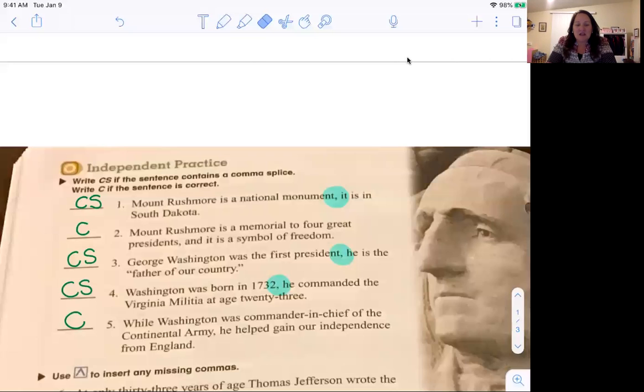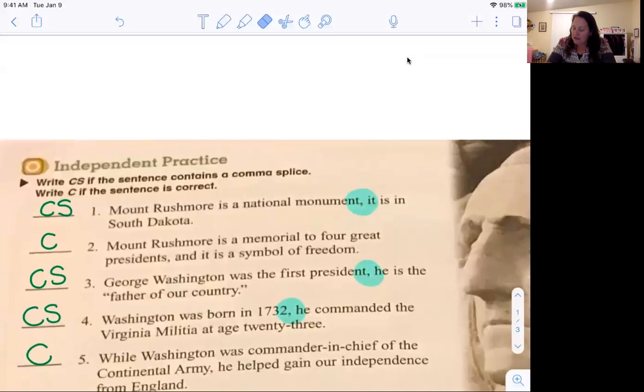Okay, let's check. It says, same directions as the front. Write CS if the sentence contains a comma splice, or write C if the sentence is correct. Well, 3 of the examples were comma splices, and 2 were correctly written. Let's look at 1. Mount Rushmore is a national monument, it is in South Dakota. Well, that is definitely a comma splice.